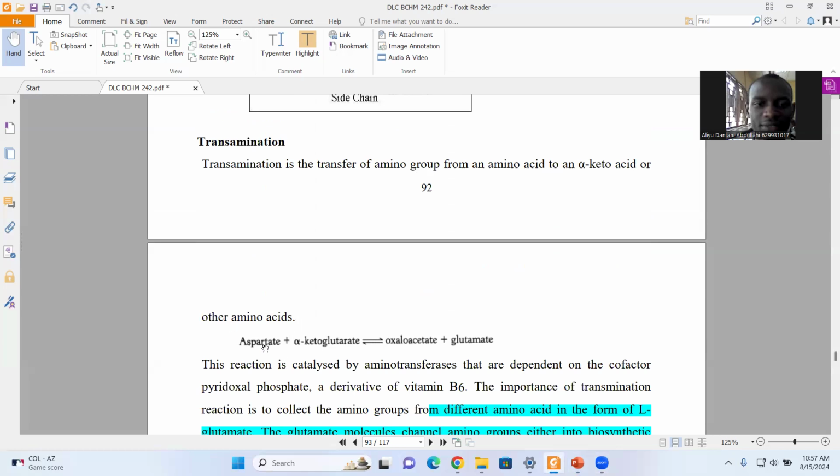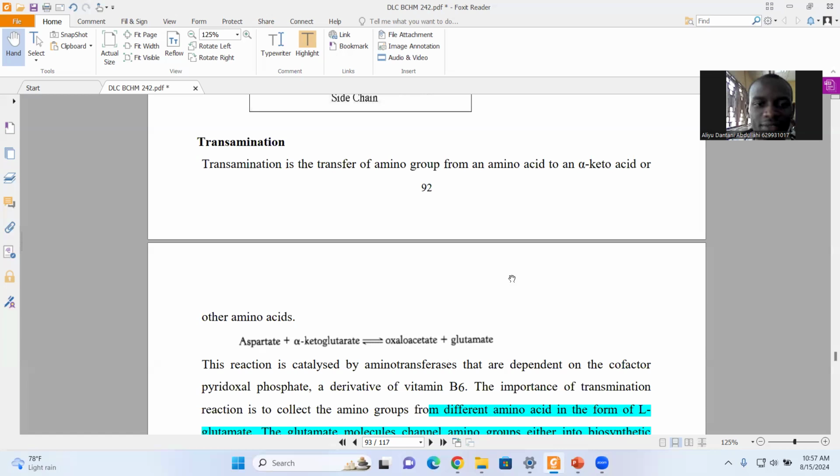This is the amino acid, okay? This is your alpha ketoglutarate. An amino group was transferred from aspartate, which was converted to oxaloacetate, okay? Alpha ketoglutarate was converted to glutamate. The amino group present in aspartate was transferred to this glutamate. Basically, that's what happened here.